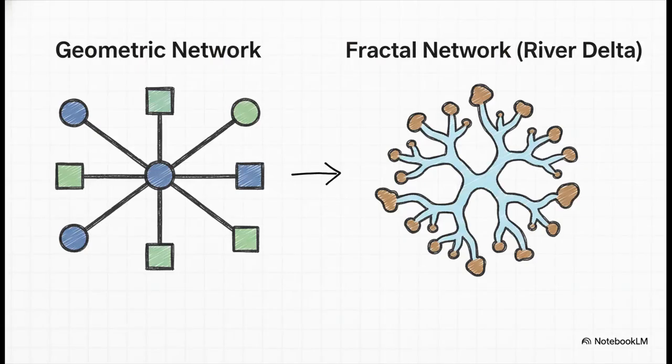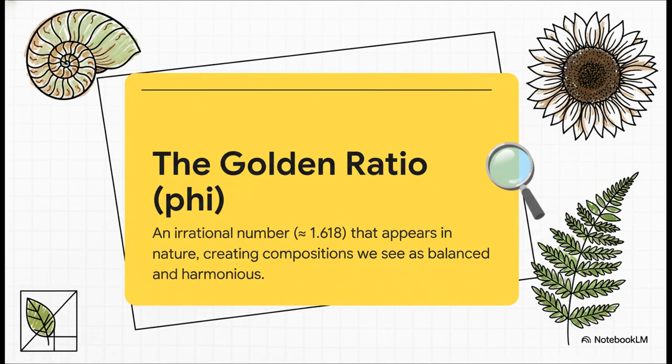And here's another awesome example. A network icon is usually just some dots and lines. Kind of boring. But what if you use a fractal design that looks like a river delta branching out? You're instantly communicating this idea of a complex, interconnected system in a way that feels totally natural and intuitive. It just clicks. All right, our last big principle is the golden ratio. Now, this isn't some kind of mystical design secret.